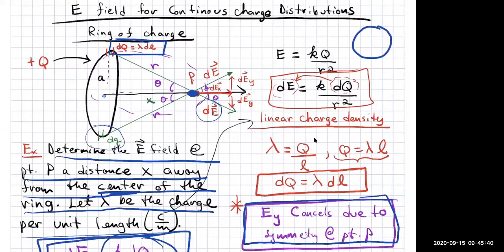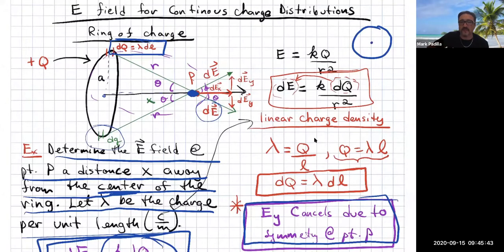So what if we had a ring of charge and I said, right here in the circle, what's the electric field right in the middle of the ring of charge?